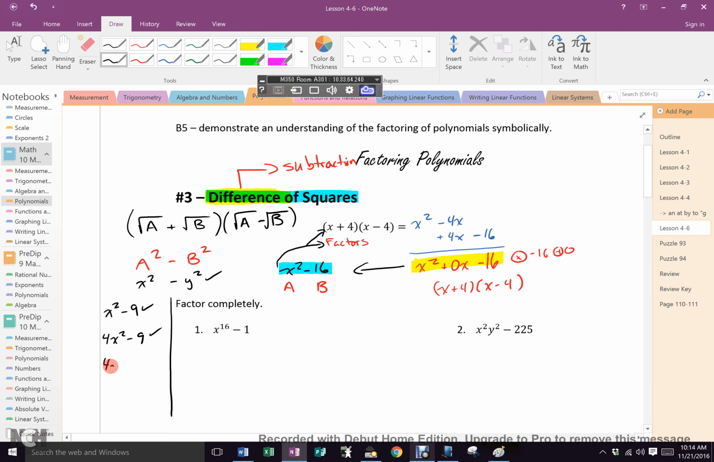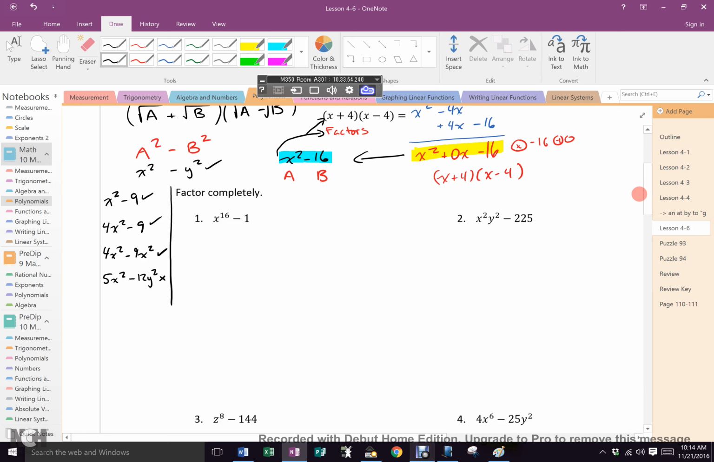Okay. 4x squared minus 9x squared. Does that one work? Yes. Everybody still good? 5x squared minus 12y squared. Does that one work? No. Why? 5 doesn't have a square root. 12 doesn't have a square root. So that one's out.